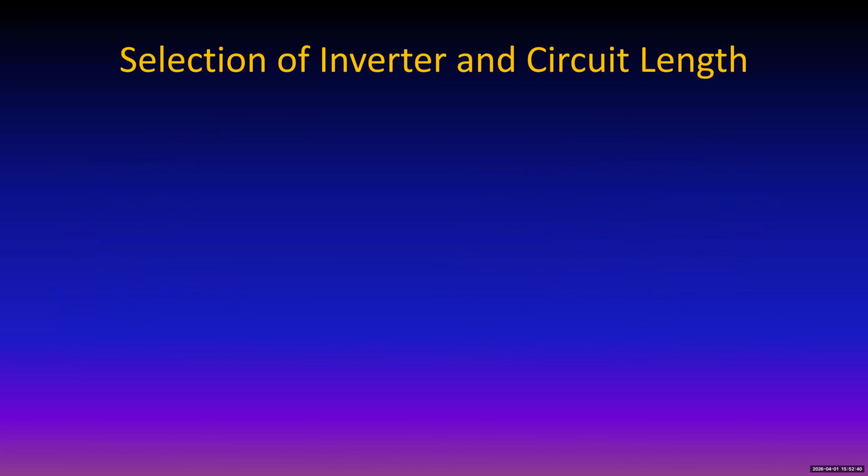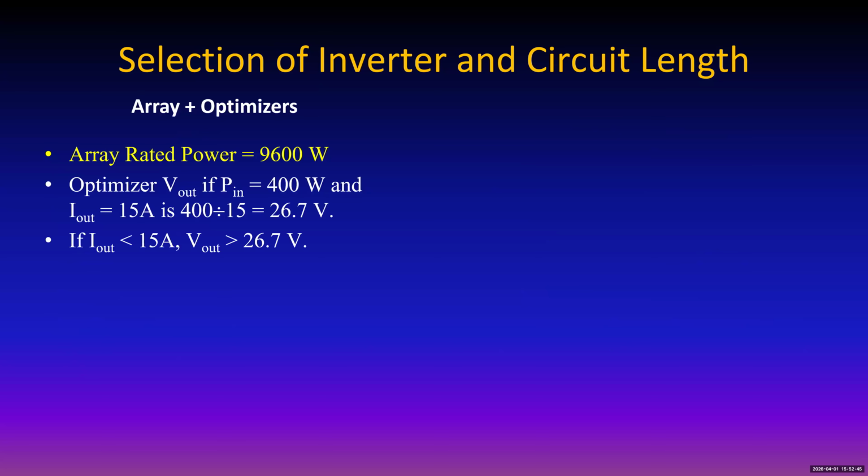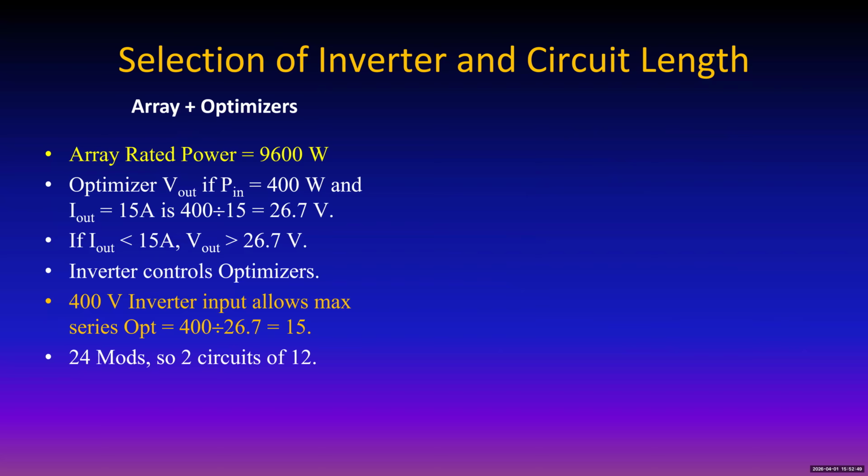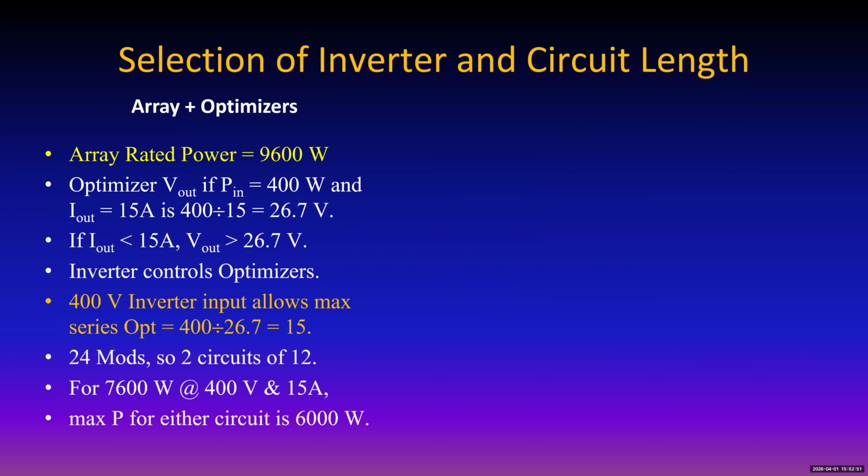Okay. So here we go. The array power is 9,600 watts. So here's our design. 2 circuits of 12.